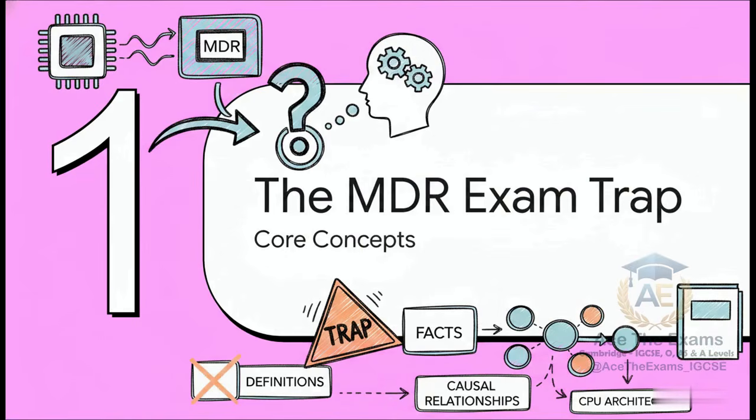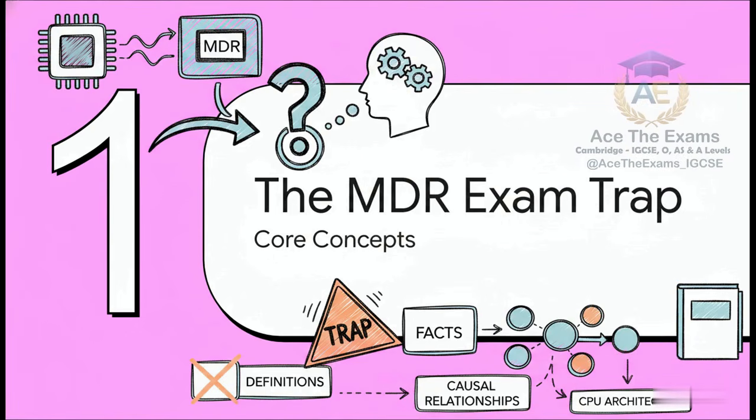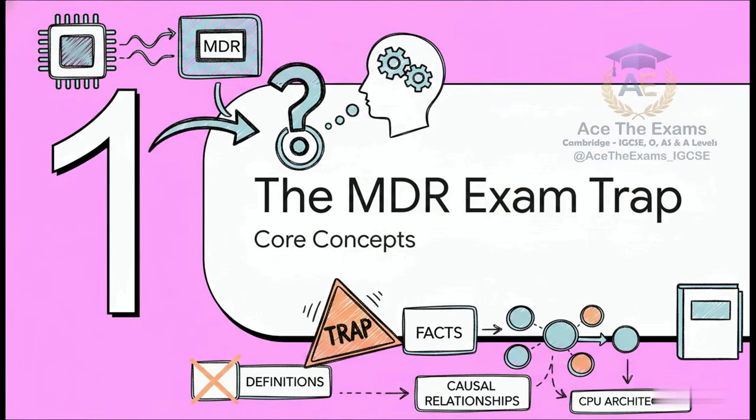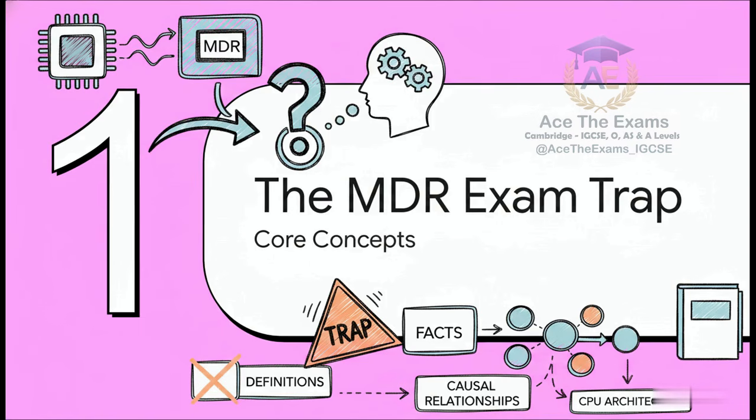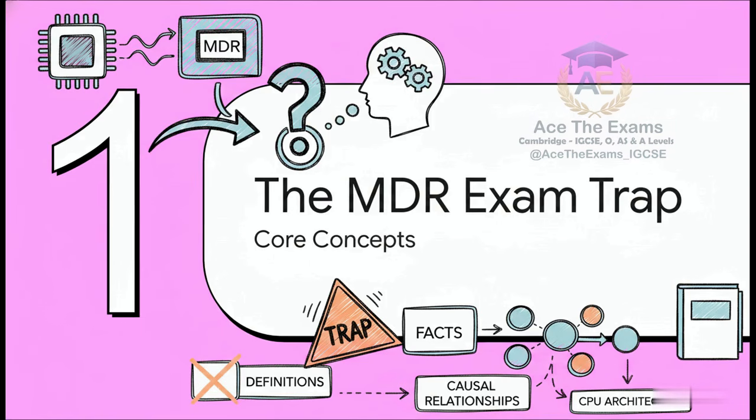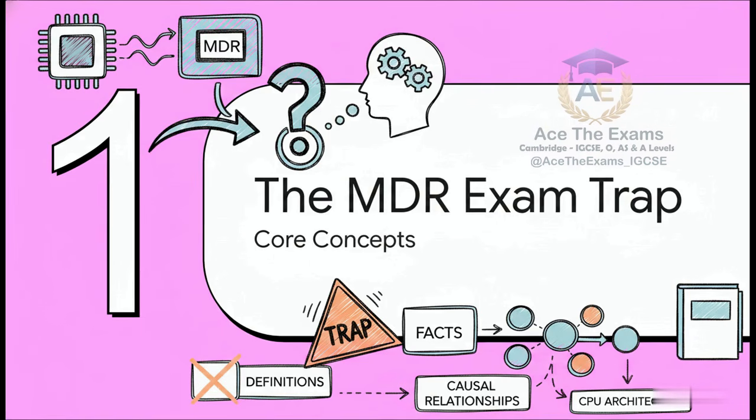Section 1, the MDR exam trap. Mastering the memory data register isn't just about rote memorization. The real trap is thinking that superficial textbook knowledge is enough to secure an A or an A-star. When you're sitting in that exam hall, the syllabus dictates that you need to understand precise definitions, yes, absolutely, but you also need to grasp the deep, underlying causal relationships within the CPU architecture.